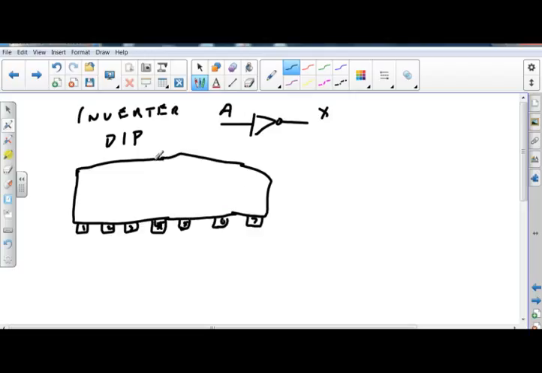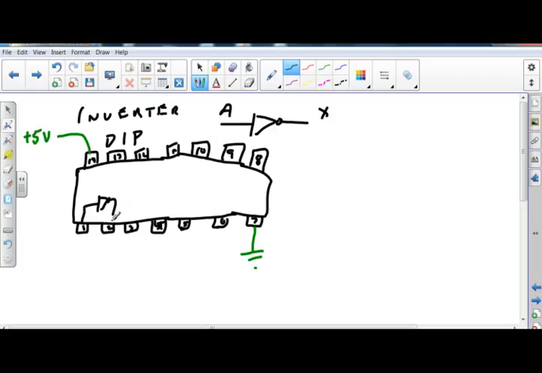And then on the other side, I'm going to have pin 14, 13, 12, 11, 10, 9, 8. And then I'm going to ground pin 7. So pin 7 is going to be the ground. I'm going to hook up 5 volts to pin 14. And then I'm going to have 6 different inverters sitting on here that I can use.